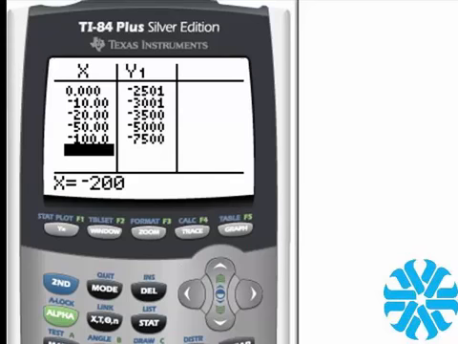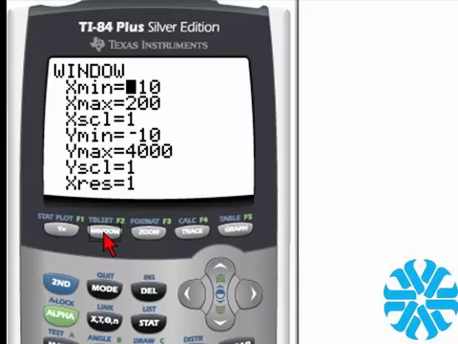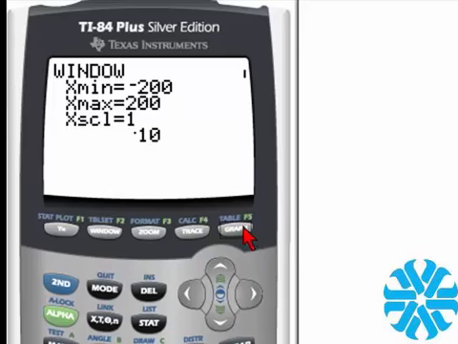So let's try negative 200, then enter. And let's try negative 500. So that's true. So this function keeps going down further and further on the y-axis. So let's go ahead and change our x min to, let's say, negative 200. All right, so let's go to Window. And let's change this to negative 200. And then graph that.